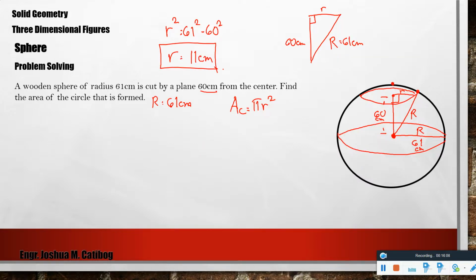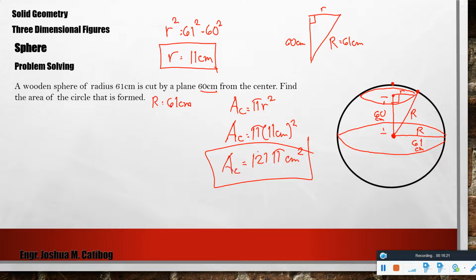Ito po yung ating radius. Therefore, the area of the circle formed is pi times 11 centimeter squared, or simply 11 squared is 121 pi square centimeter. So, this is the area of the circle that is formed.